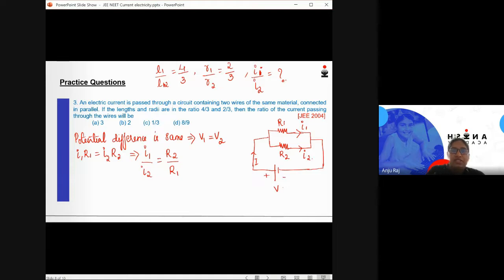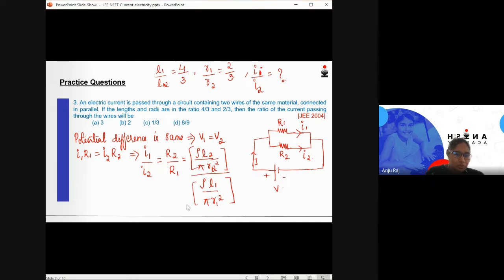Now see here they have given in terms of length and radius. Length and radius means what is the formula that you can connect? R is equal to rho L by A. So here rho L2 divided by, instead of area, they have given the radius. So what is the formula that relates area and the radius? Pi r square. So pi r2 square divided by rho L1 divided by pi r1 square. This is for the first resistor. This is for the second resistor.